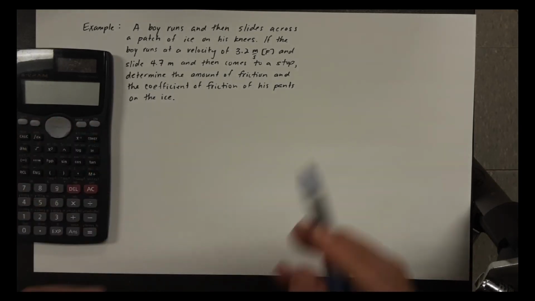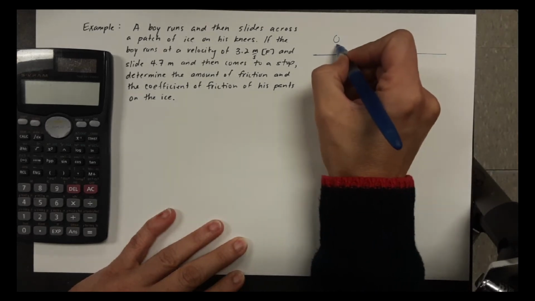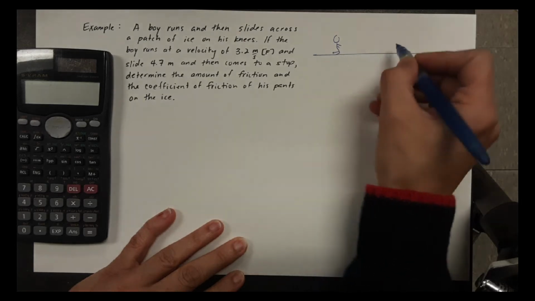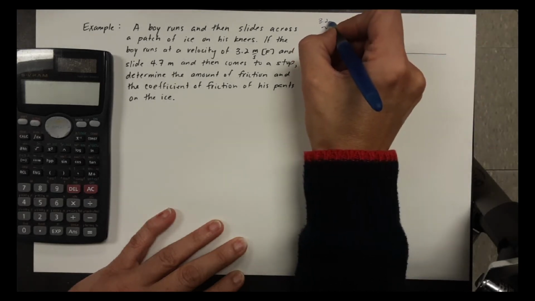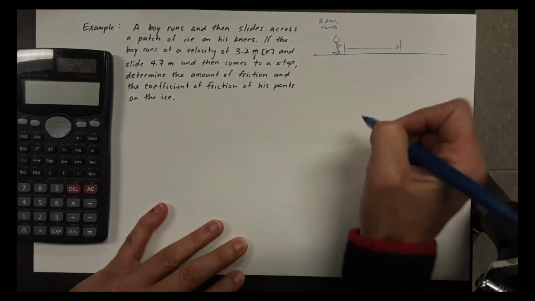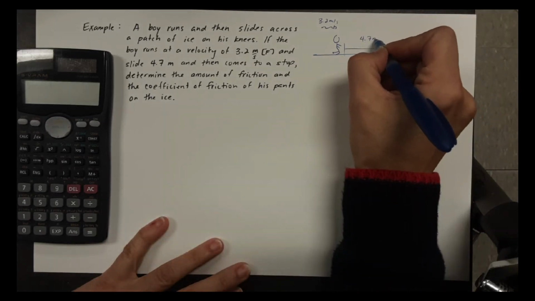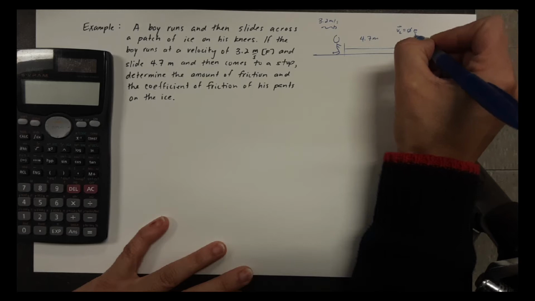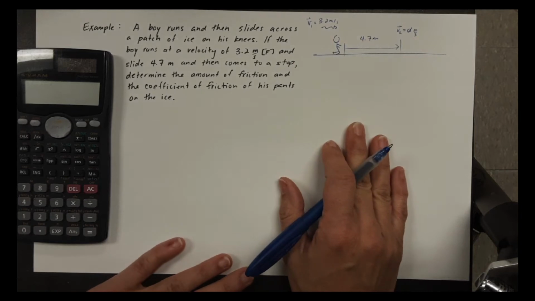So what you need to do is draw a picture of what's going on in the question. So here's my ice. Here's the boy on his knees. Okay, he's sliding across the ice. So at first he is running at 3.2 meters per second. Okay, and then he slides a distance of 4.7 meters. And here he comes to a stop. Okay, so this is his initial velocity, right?